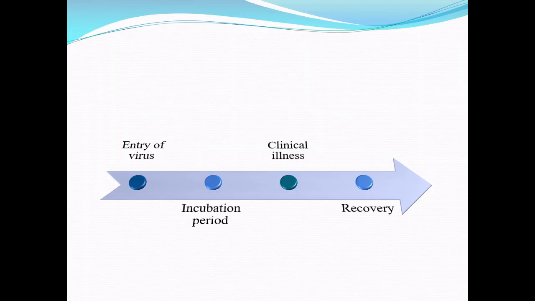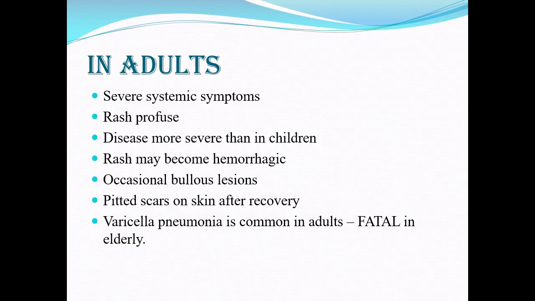So basically, you have a period of entry of virus followed by the incubation period, then a short clinical illness, and slowly the recovery. In adults, the symptoms are pretty much severe with more systemic symptoms. The rash is very profuse, and the rash can also become hemorrhagic.